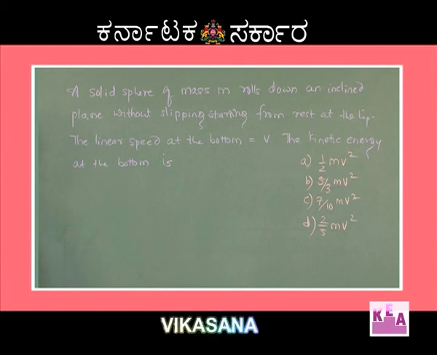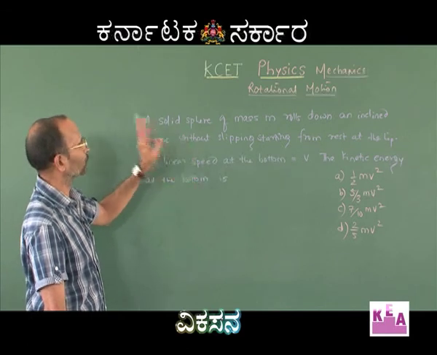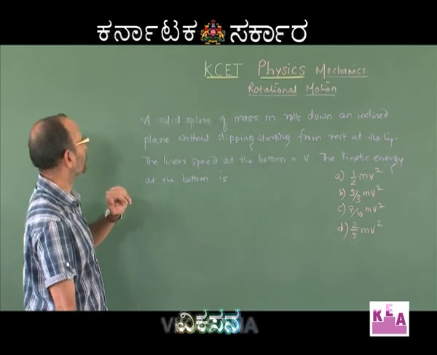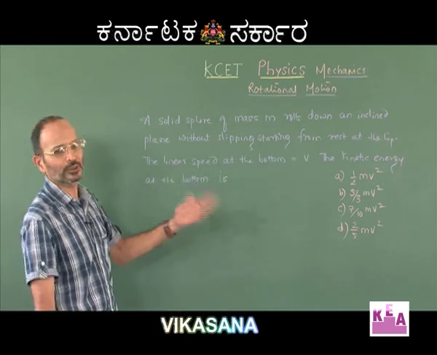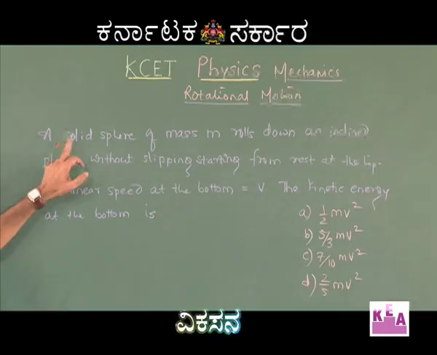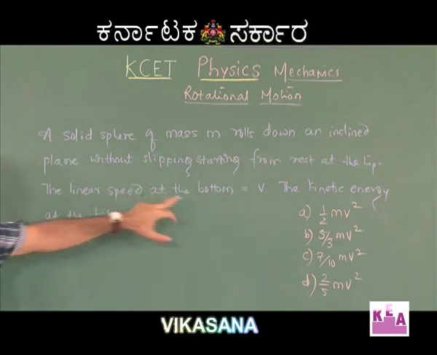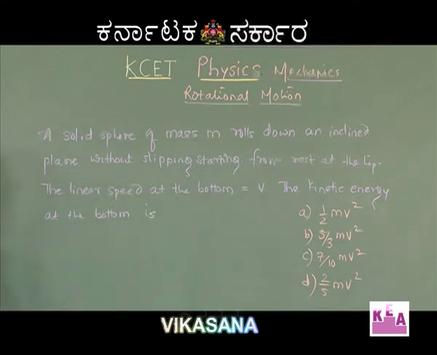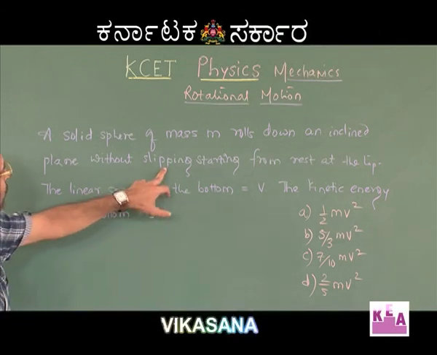So, that will really help us write the moment of inertia of a solid sphere about its axis of rotation. Rotational kinetic energy would be half I omega square, and I can be written as 2 by 5 mr square. Now, what he means by linear speed at the bottom can be taken to be the speed of the center of mass of the sphere. So, translational kinetic energy can be written as half mv square.